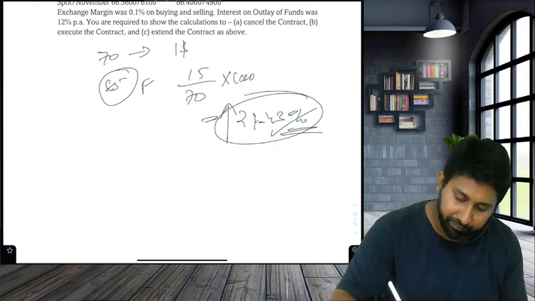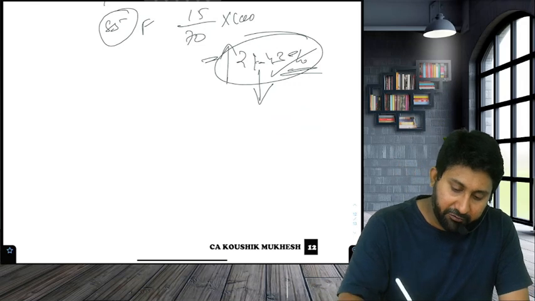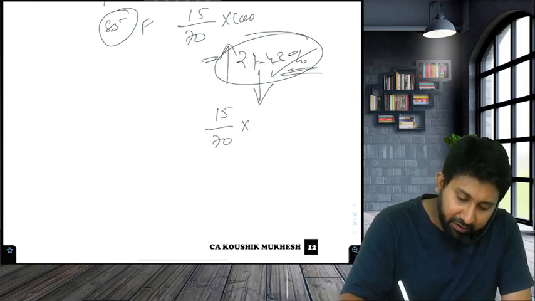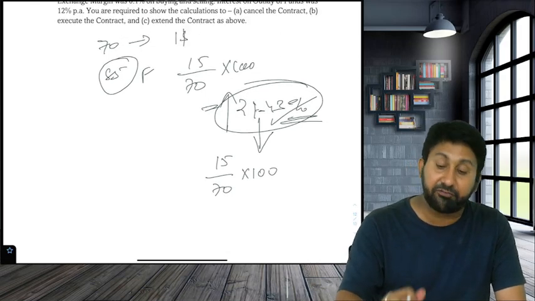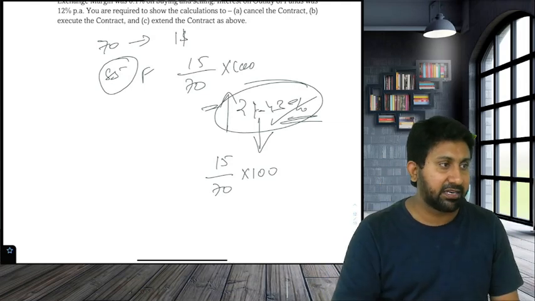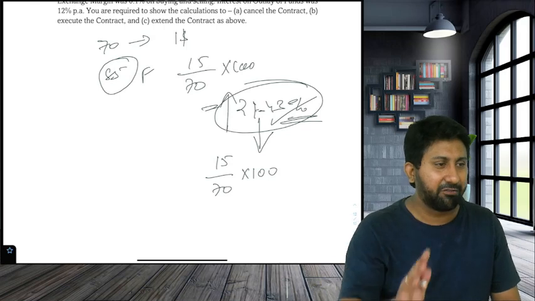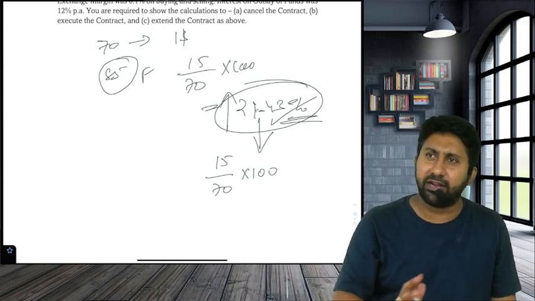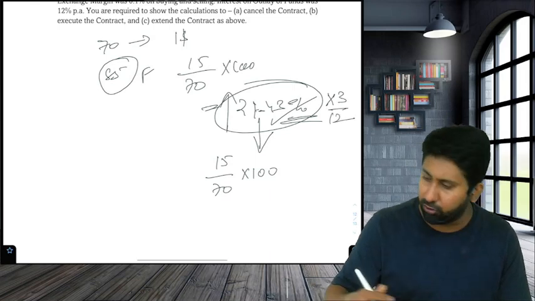Now, how did this 21.43 come to us? 21.43 came because we wrote 15 by 70 into 100. If it is held for 1 year, this is the answer. If I hold only for 3 months, then what is the answer? I hold for 3 months. Today it is 70, and 3 months later it is 85. Generally it will not rise like that, but as an example, say it rises like that. Then how should you calculate? 21.43 into 3 by 12.